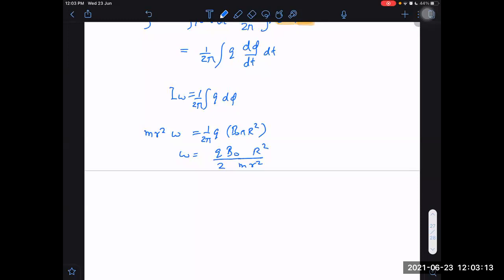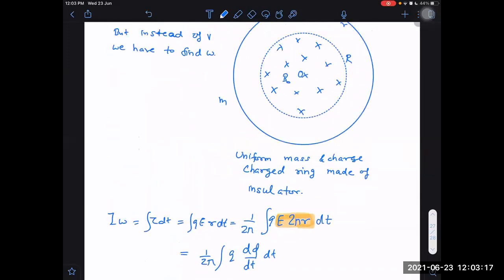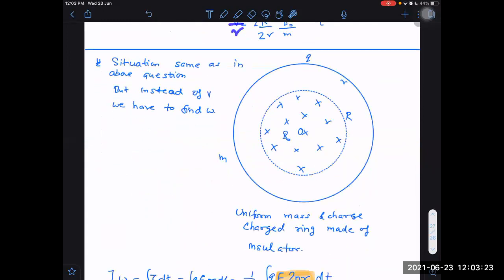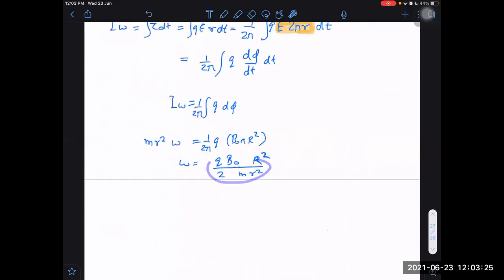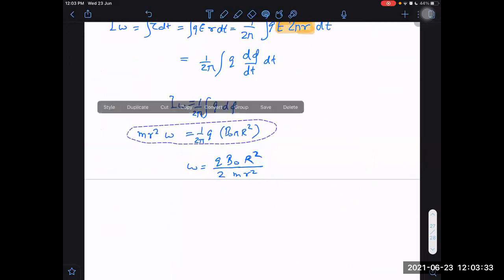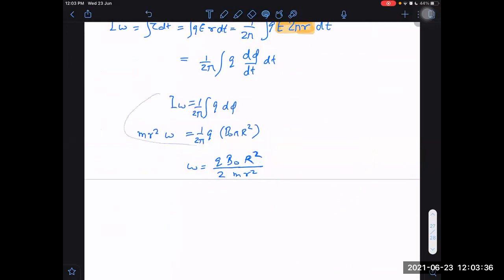I am expecting the answer to be similar to the last case. Check once. Right, similar only, but it is V. If I take V by R, then I will be getting that only. I think V by R is omega. Is it that or not? Yes, sir. It is similar to the last case. Just because it is omega, it will be V divided by R. Right.